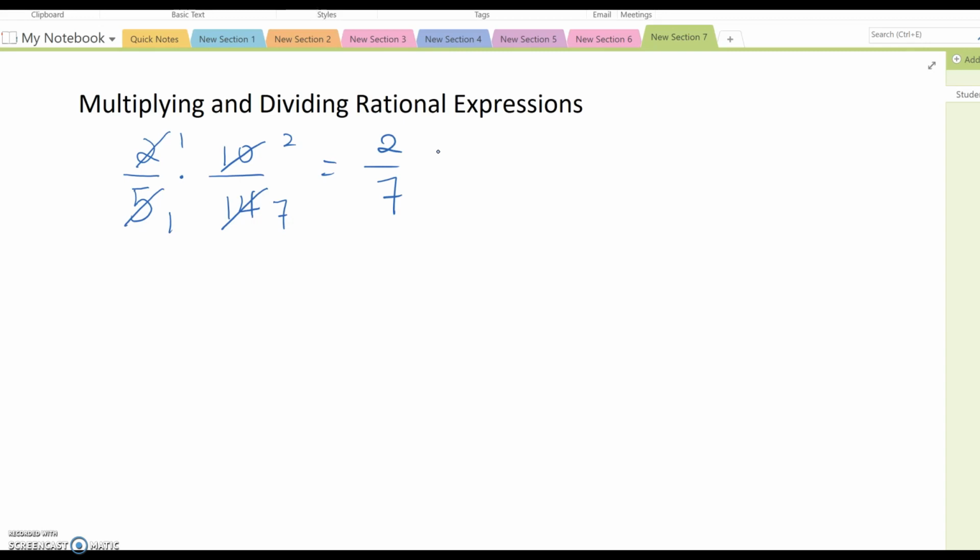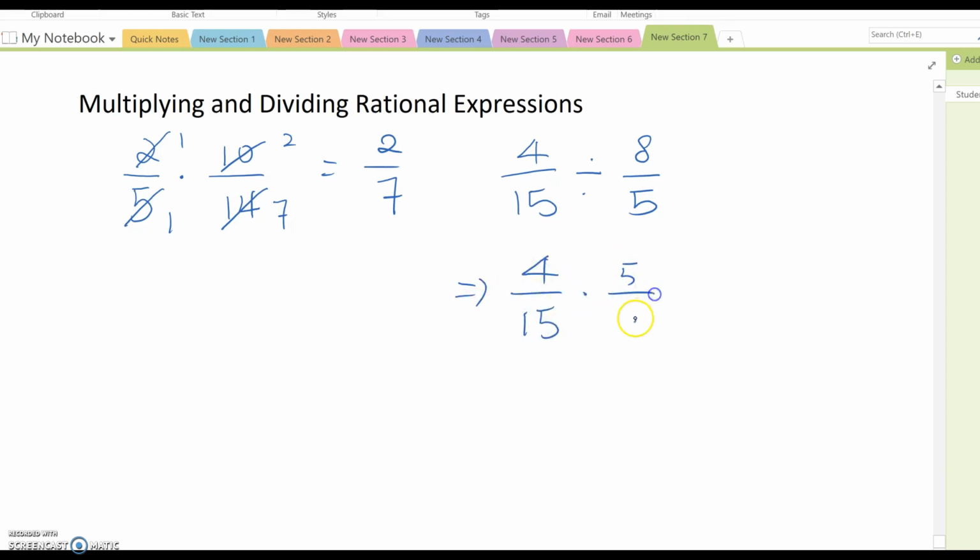Even if we have maybe 4 over 15 divided by 8 over 5, in this case too, we switch that to 4 over 15 multiplied by 5 over 8 first. Of course you can multiply across first and then simplify, but another way is to simplify by finding the common factor. So this becomes 1, this becomes 2, this becomes 1, this becomes 3, so the answer becomes 1 over 6, right? This is the skill we utilize the most in this section.